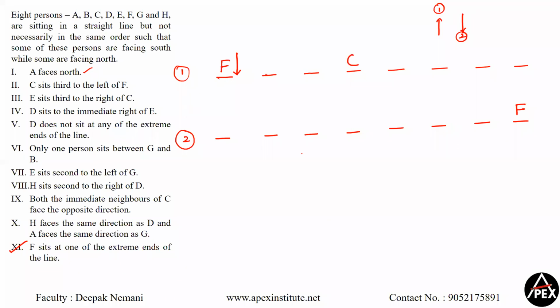This is in case 1. Now in case 2, which direction will F face? 1 or 2? 1. So F will be facing this direction. Then 1, 2, and 3. C will be sitting here.